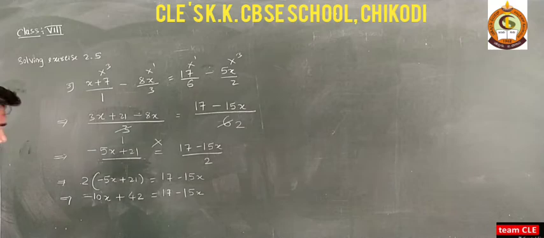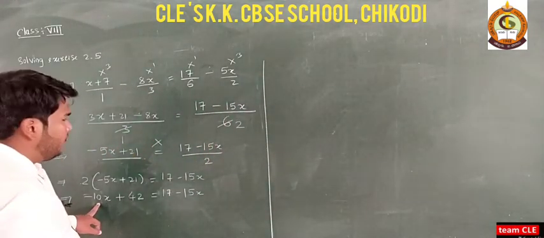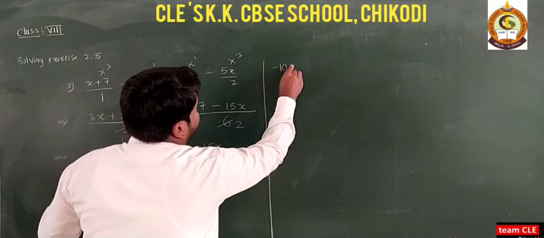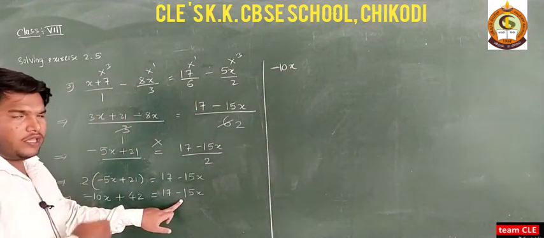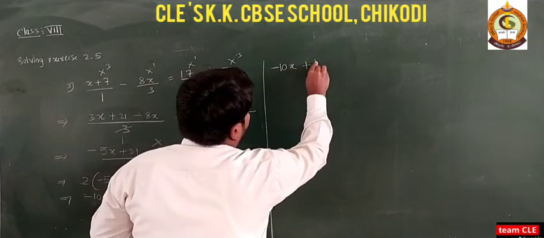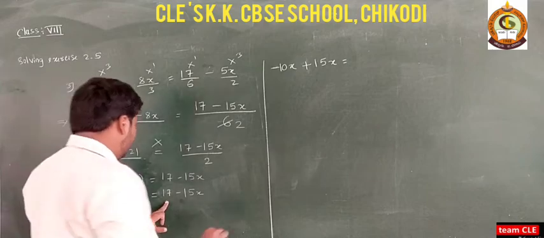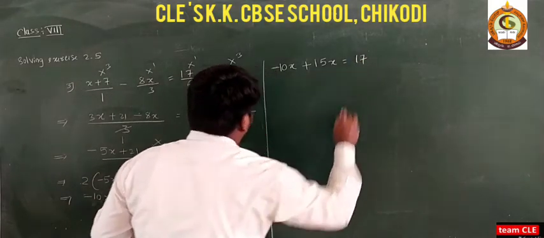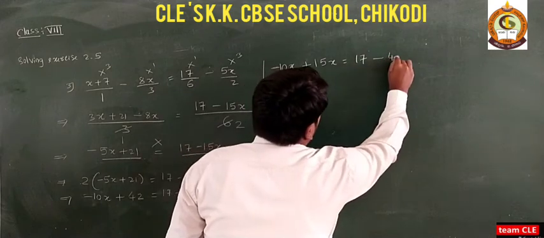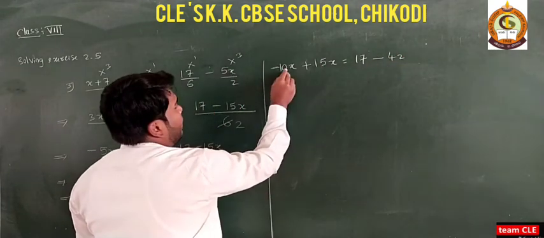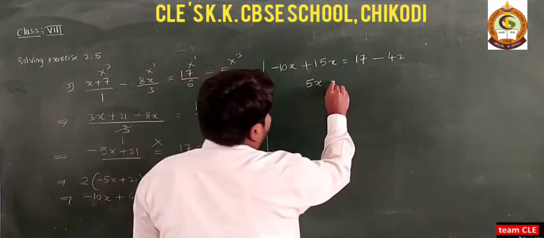Now separate the x part on one side. Minus 10x I will write as it is. Next, minus 15x I will take to the LHS, and it becomes plus 15x, which is equal to 17, as it is, and plus 42 goes to the other side and becomes minus 42. So 15 minus 10 is 5; by seeing the greater number's sign we keep the sign, this is 5x.